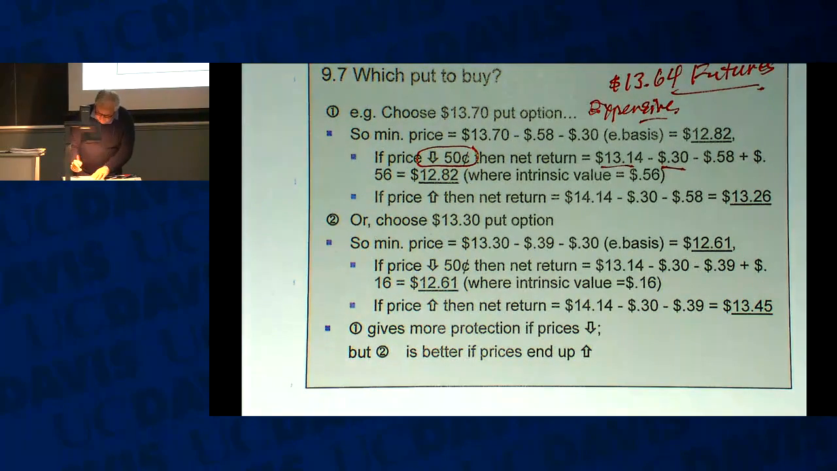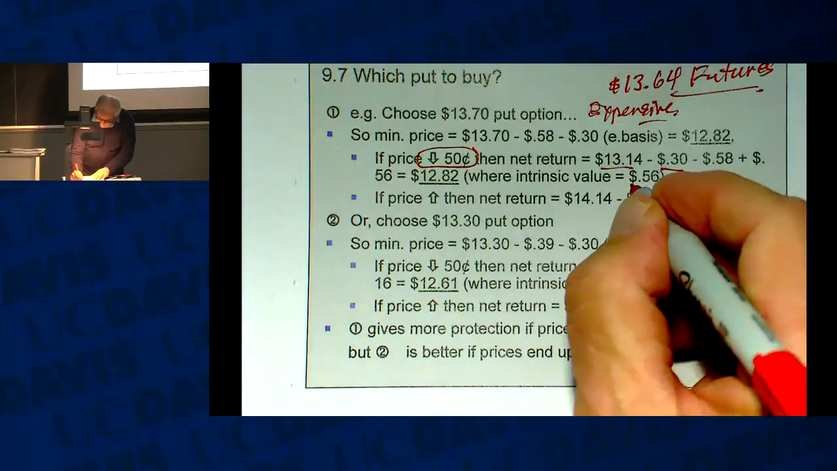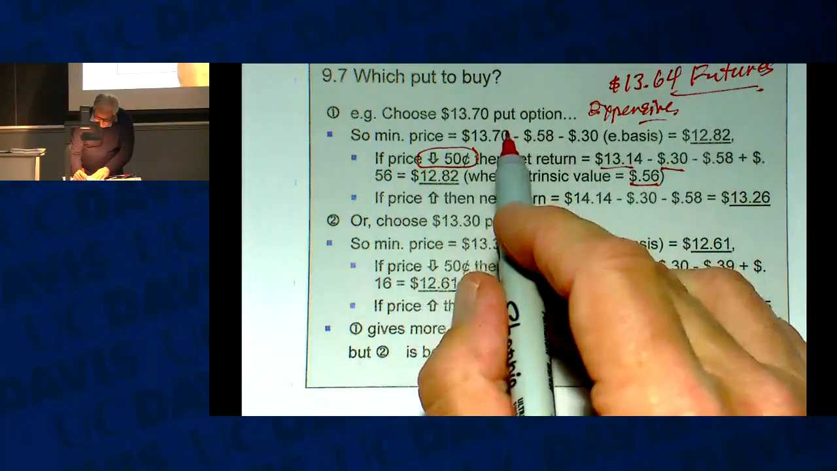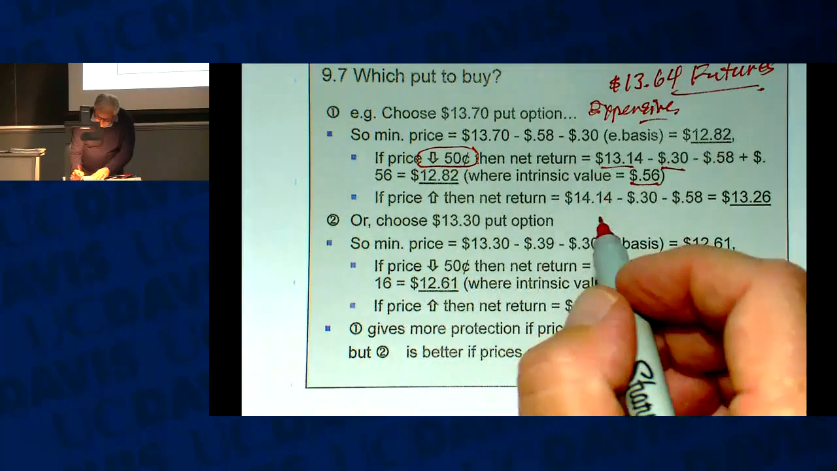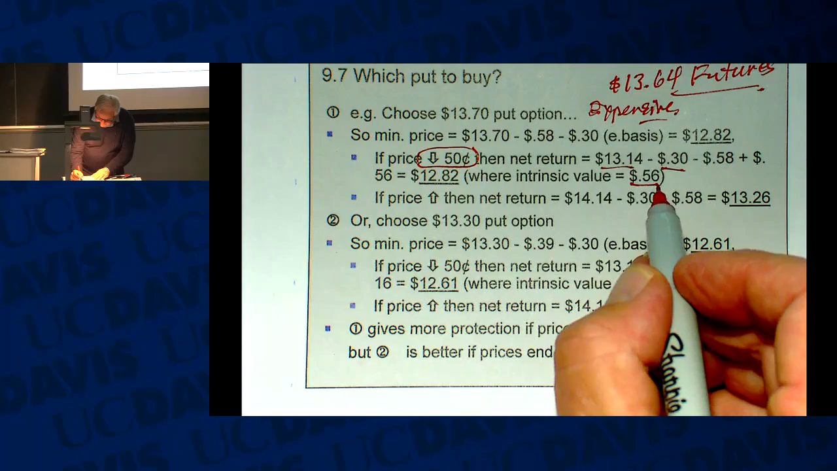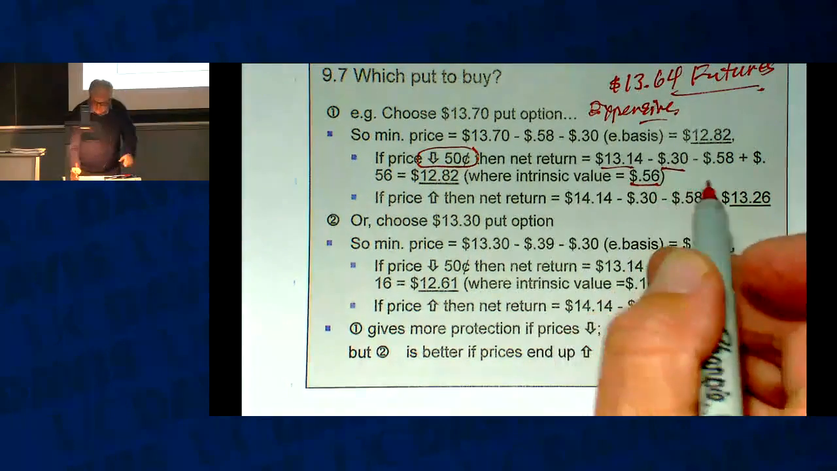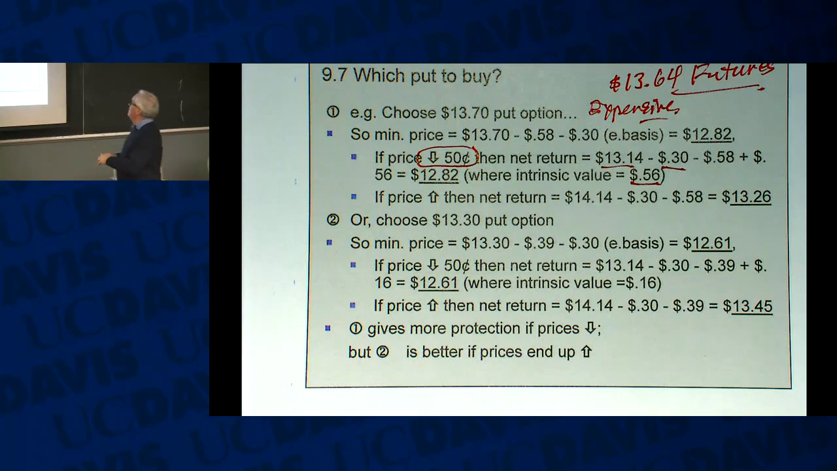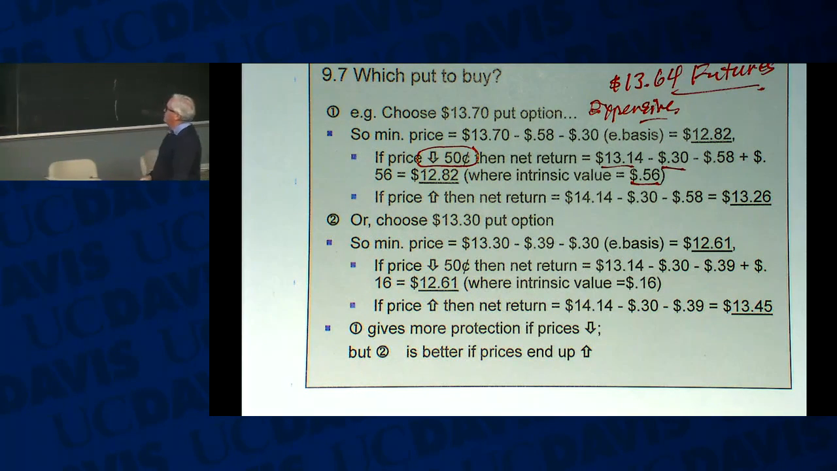Minus that expected basis, we have an intrinsic value of 56 cents if the futures price moves from $13.70 down to $13.14. That's an intrinsic value of 56 cents. And so our net return on this will be $12.82.